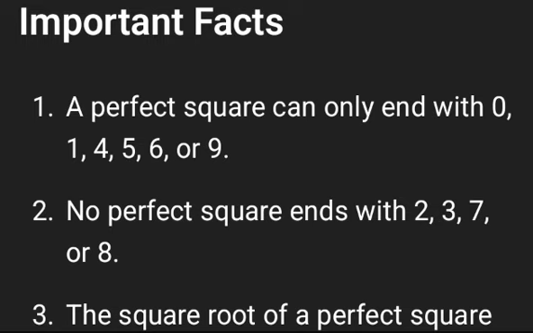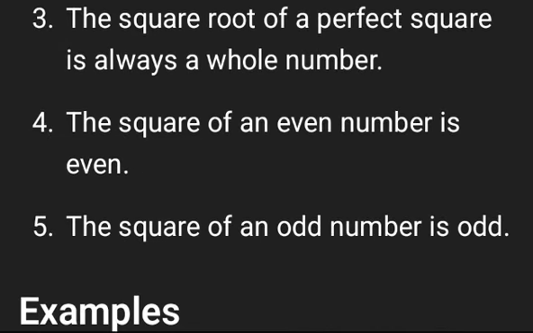No perfect square would end with 2, 3, 7, 8. Just remember these four digits: 2, 3, 7, and 8. From 0 to 9, in the first five there is 2, 3, and next is 7, 8. Just 2, 3, 7, 8. If these are present as the last digit, then that's not a perfect square. Okay? Then the square root of a perfect square is always a whole number. You remember that? A perfect square is what? A whole number that is the square of a whole number.